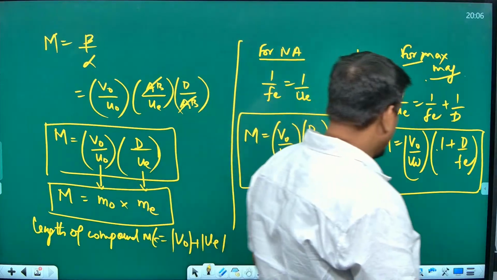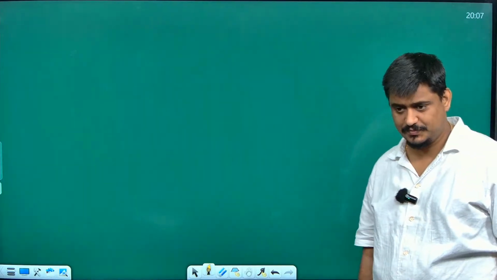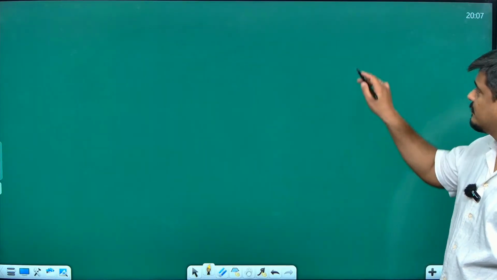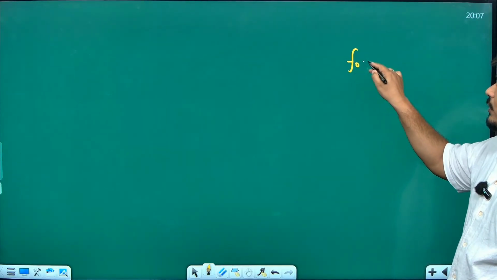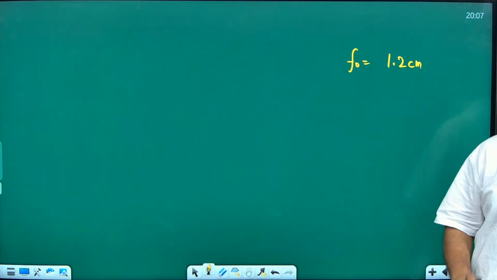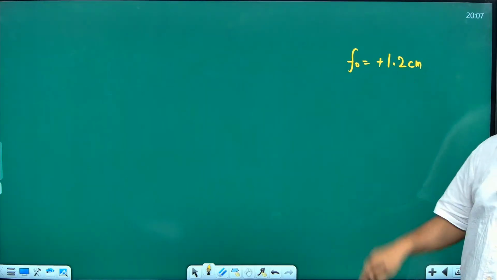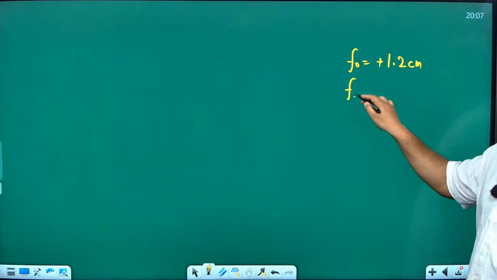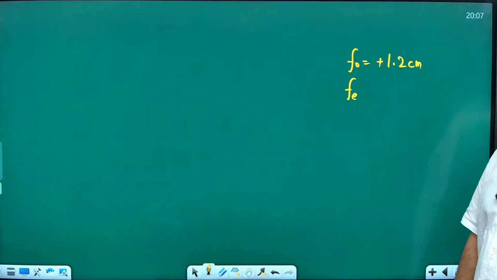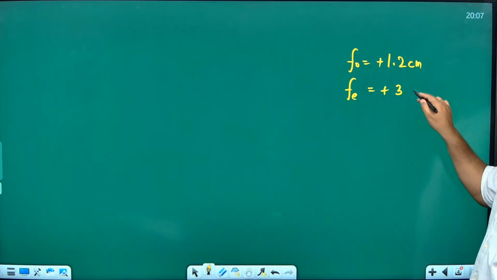So, can I answer 200 itself? Shall I solve it for you? Yes, Yashwant. What the question was saying? FO is equal to 1.2 plus. Focal length of convex lens is always positive. Remember that. So plus. Next. Why minus, man? Fe is concave? Both are convex only. Fe is plus 3 centimeter. Okay. Next.